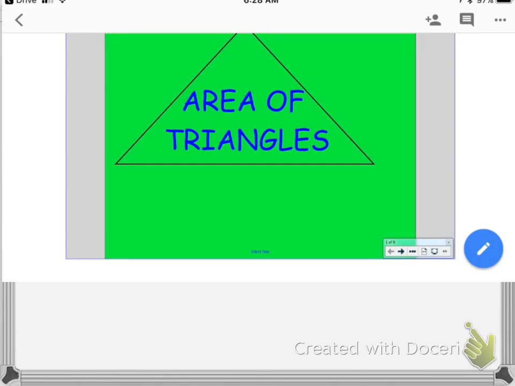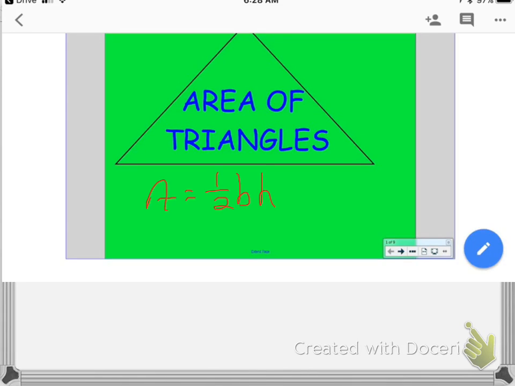Today we're going to be talking about finding the area of triangles. And you've already attended the first piece of the lesson where I showed you how we arrived at the formula for the area of triangles. And that formula is that area equals 1/2 base times height. And we know that it's half base times height because a triangle is half of a rectangle.